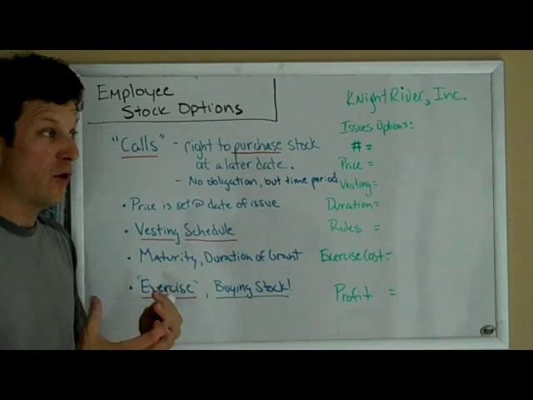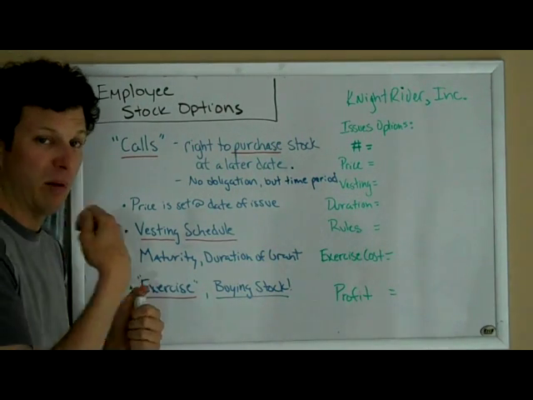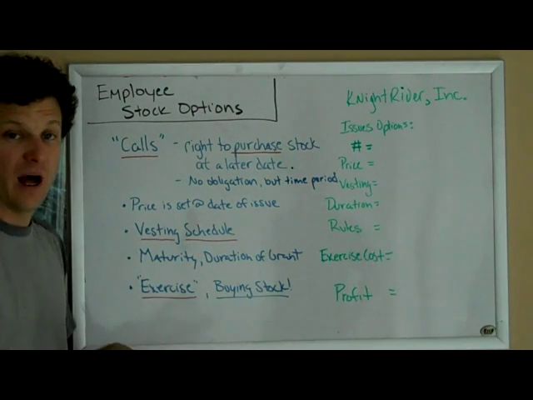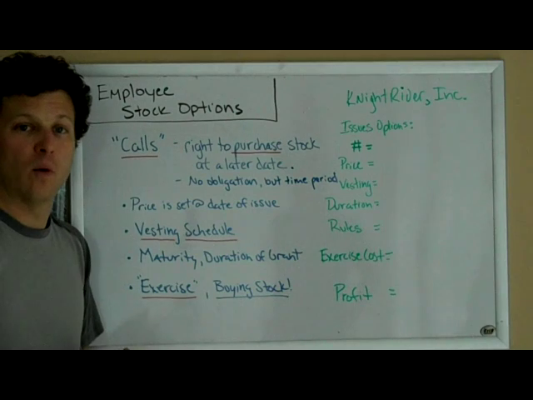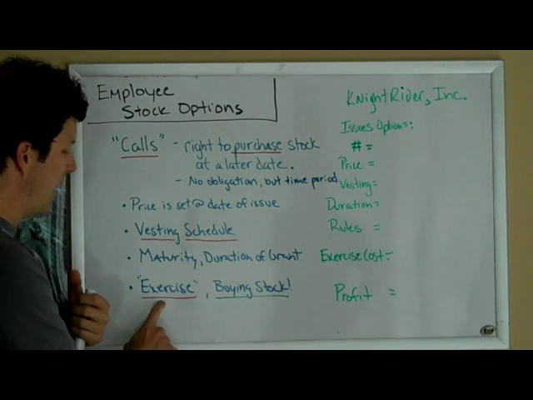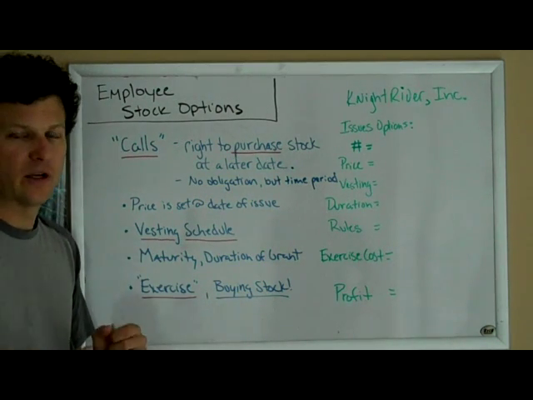So at some point you have to say, okay, I'm going to exercise this option and turn it into stock, and you'll actually pay the purchase price of the option to turn it into stock. And then once it's stock, you can do whatever you want with it. You can either hold it or sell it. So the action of exercise is actually buying stock. That's what you're doing when you exercise.